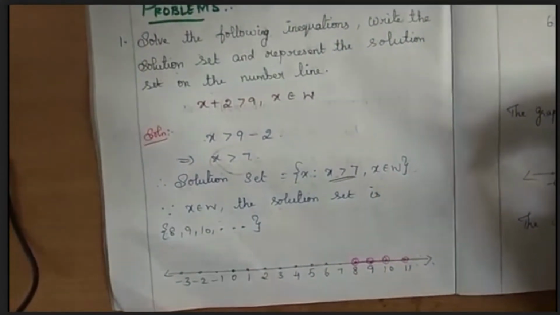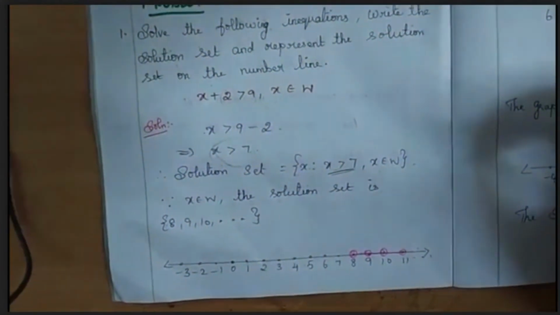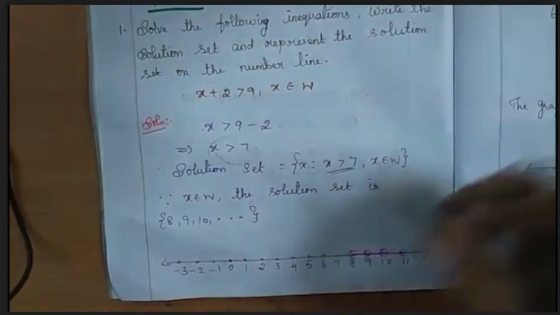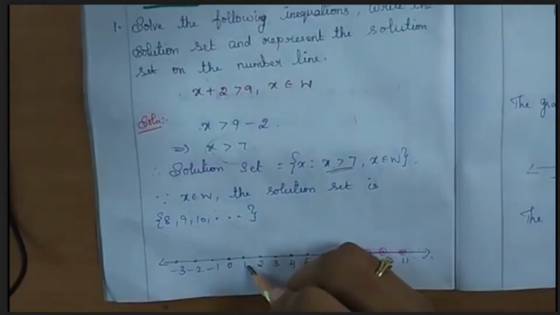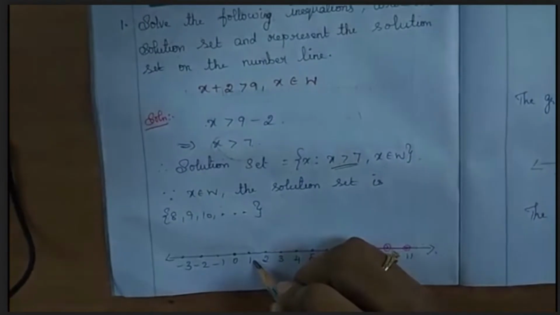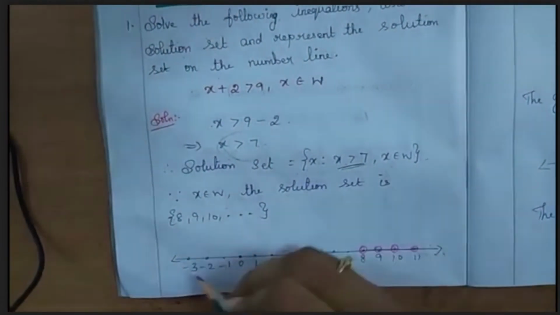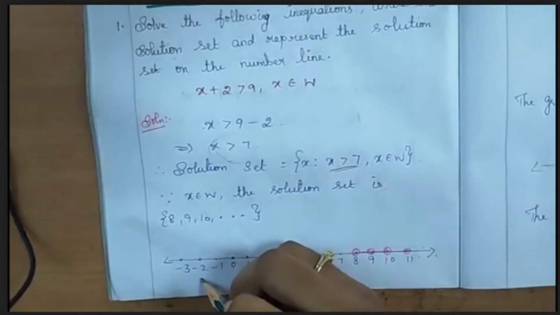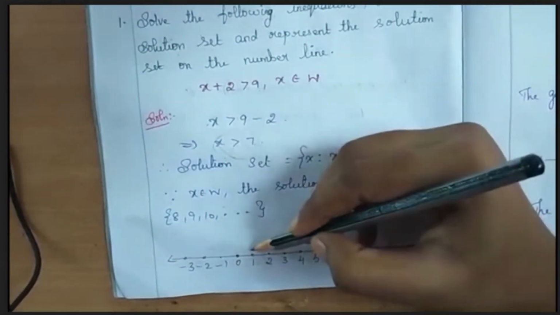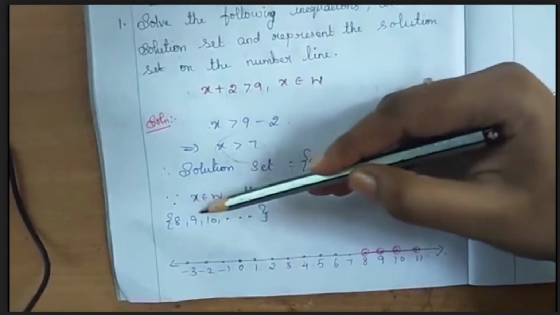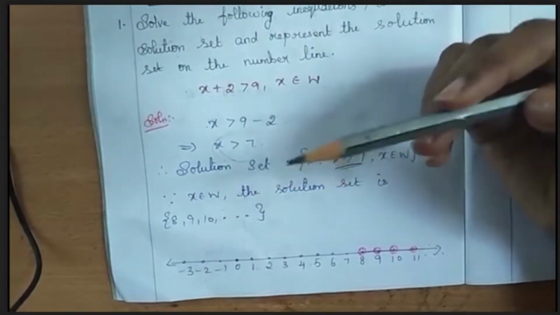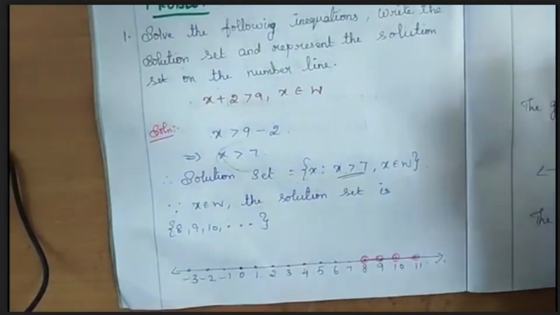We already learned in your lower sections how to draw the number line. The same way, we have to start with 0, right? On the right side, all the positive integers will be denoted, and on the left side all the negative integers will be denoted. Here I have taken 0, 1, 2 and so on. So what will be the solution here? 8, 9, 10 and so on, right? Which is nothing but x value should be greater than 7.